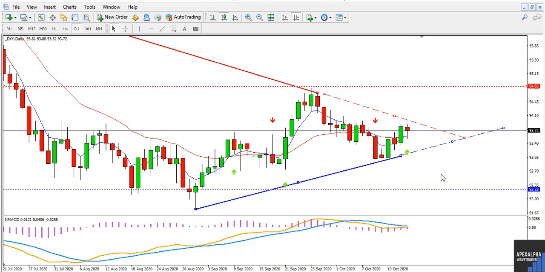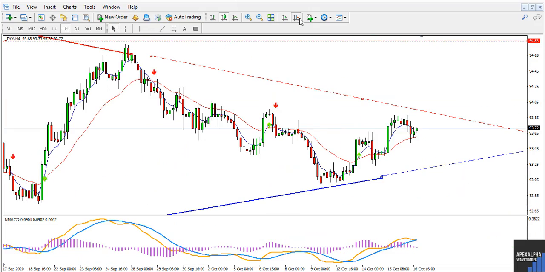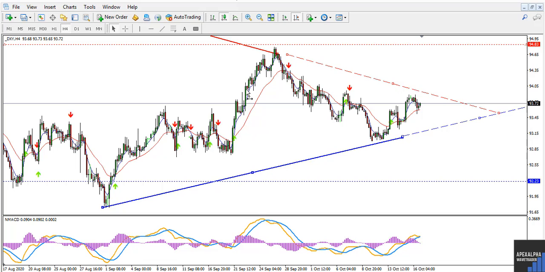I expect that price should break this trend line sooner or later, but what I'm saying is we can either expect this trend line, the upper trend line, to resist price here, or it will penetrate and get onto this level here. Okay, so let's go a little bit lower to the 4-hour time frame and have a look at what we are seeing. So this is what I'm seeing on the 4-hour time frame. So this is what is going to happen.